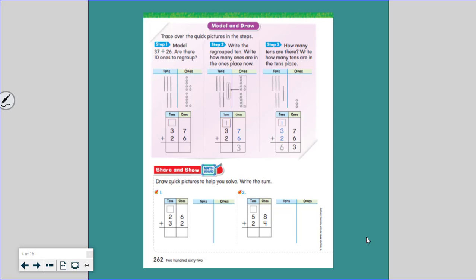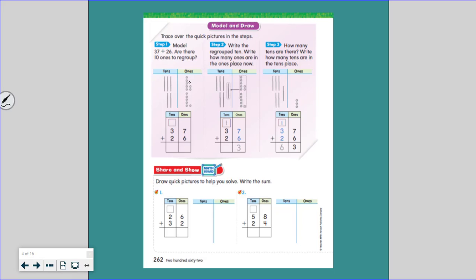So on the back of your page, we've got our model and draw. Remember, this is always the most important part of the lesson, because you're going to be practicing this skill right here. So it says, trace over the quick pictures in the steps. Model 37 plus 26. Are there 10 ones to regroup? So that's the first thing you want to ask yourself whenever you're adding with 2-digit numbers. Are there enough ones to regroup?